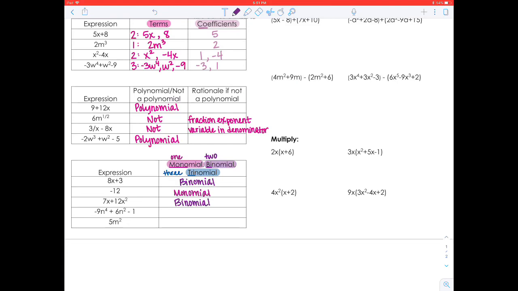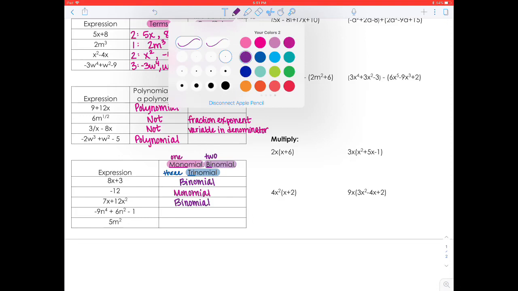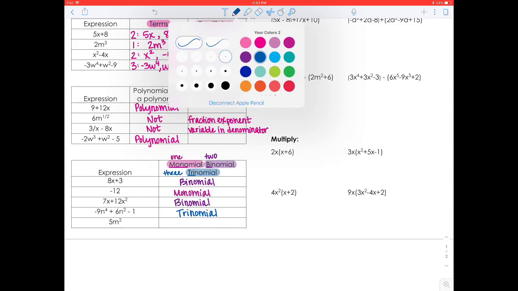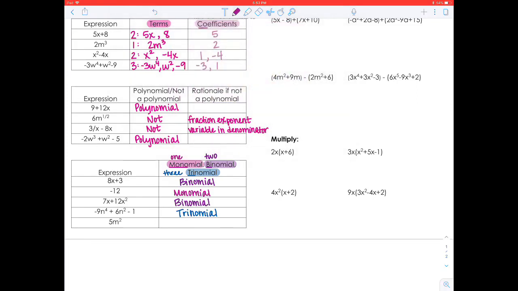Okay, next we have negative 9n to the 4th power plus 6n squared minus 1. So we have 3 terms here, which makes this a trinomial. Okay, and then lastly we have 5m squared. That is 1 term, so this is a monomial.